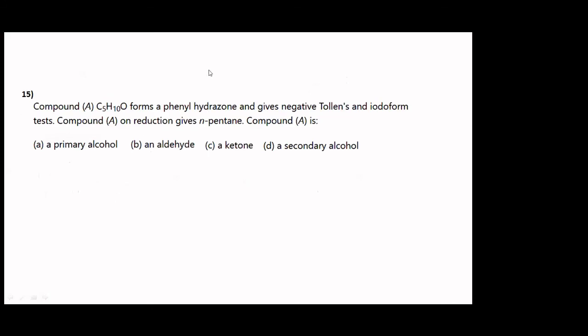Okay. So in this case, the hint here is it gives a phenyl hydrazone, but not Tollens reagent test. Tollens reagent test is given by the aldehyde group. So it doesn't give, means it is not an aldehyde. Both aldehyde and ketone give this. This will not differentiate. Only this will differentiate. So because phenyl hydrazone is formed, it has to be a ketone.